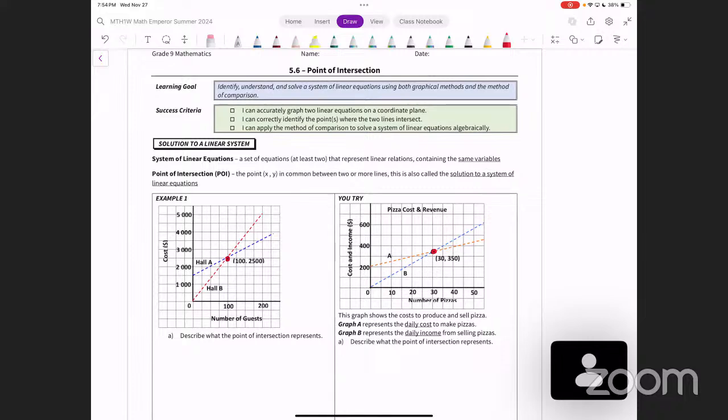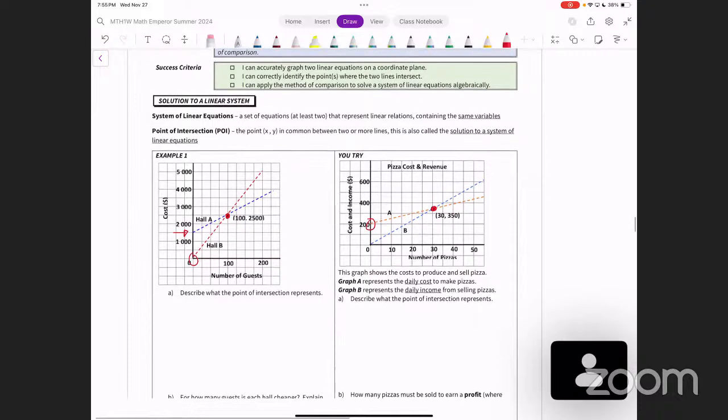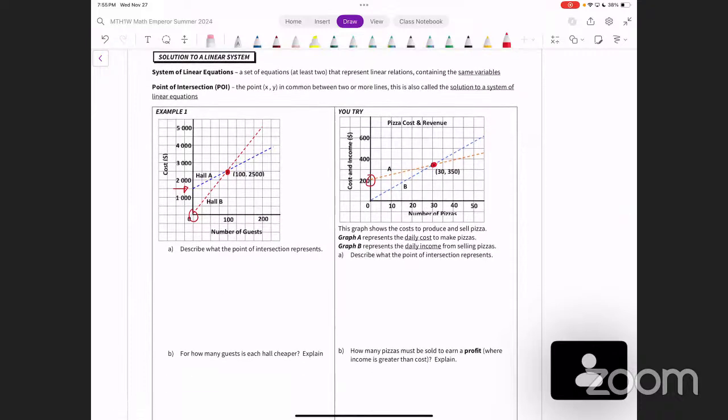Let's see, you're renting a wedding hall. One wedding hall just charges a price per head. The other wedding hall charges some fixed cost and then a price per head. You need to decide which wedding hall you will choose, and it all depends on the number of people going to the wedding, isn't it? Same as a pizza cost: a pizza company charging a flat rate for the number of pizzas, or a fixed rate plus a rate of change. So describe what the point of intersection represents in this case.